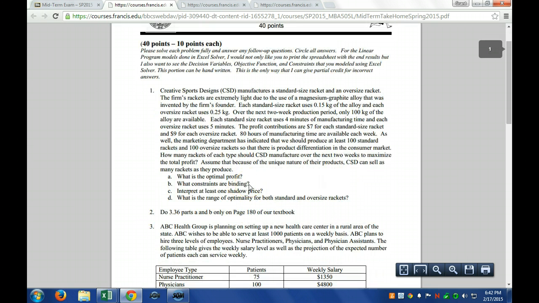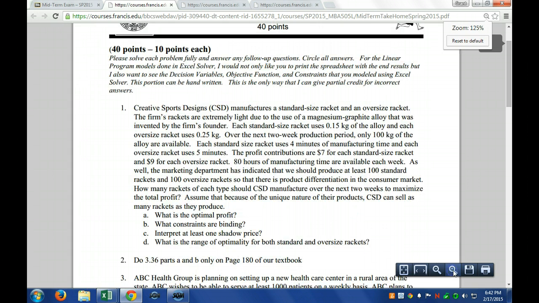Okay. So Chin asked, what constraints are binding? Well, you set this up, you solve it, you keep the sensitivity report, and part B says, what constraints are binding? How do we know something is binding? When we look at a solution or the sensitivity report, there's 2 things that tell us it's binding. What is one of those things?